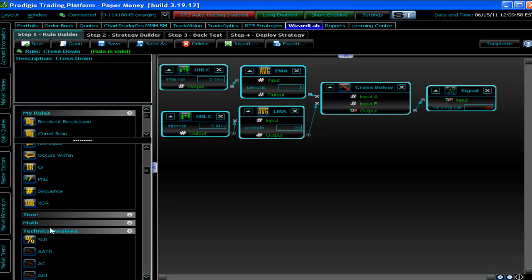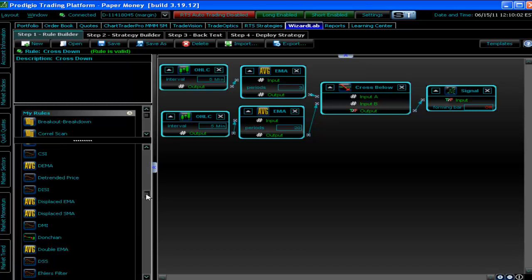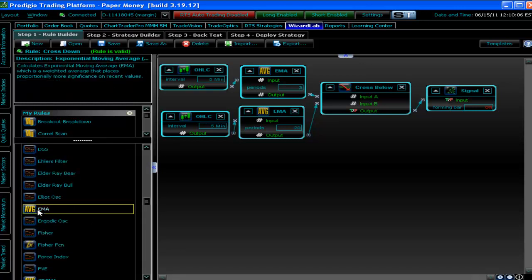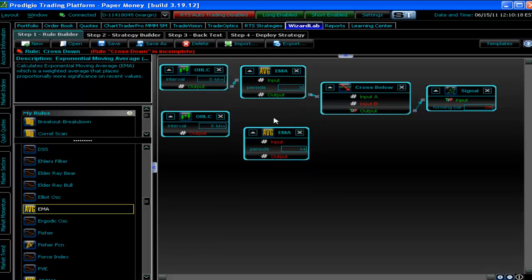This is done by simply going over to your technical analysis toolboxes and dragging out the study that you want to use. So when I dragged out the exponential moving average, all I did was drag it out onto the canvas, and this represents an EMA study. Every study has inputs and outputs, and I have to connect this inside of my rule. So this is very simple.